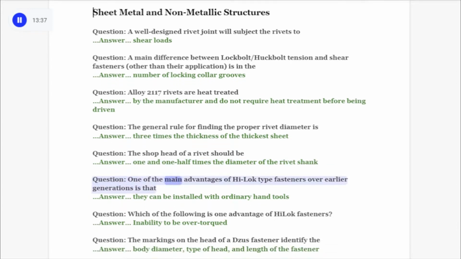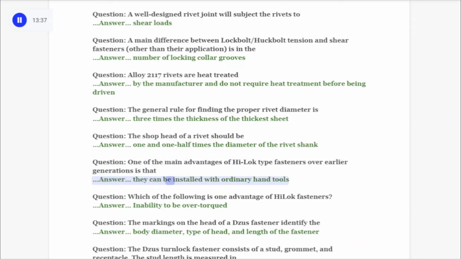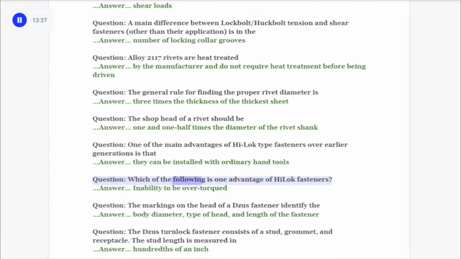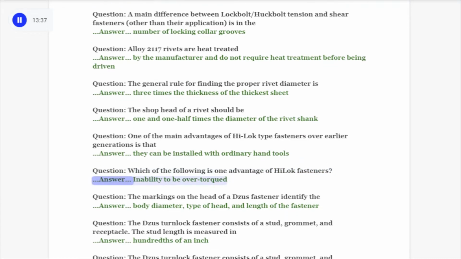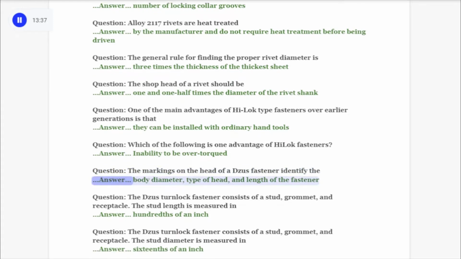Question: one of the main advantages of Hi-Lok fasteners over earlier generations is that. Answer: they can be installed with ordinary hand tools. Question: which of the following is one advantage of Hi-Lok fasteners? Answer: inability to be over-torqued. Question: the markings on the head of a Dzus fastener identify the. Answer: body diameter, type of head, and length of the fastener.